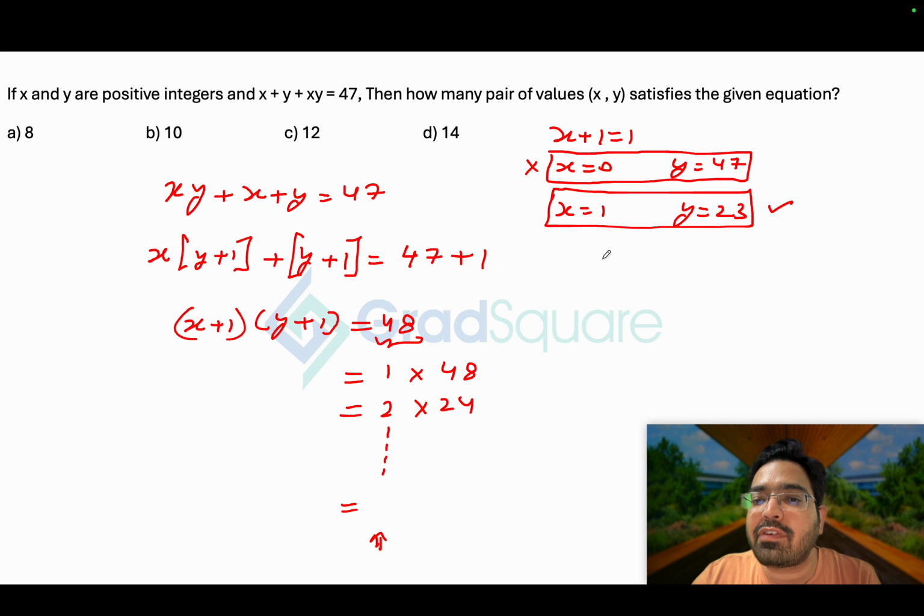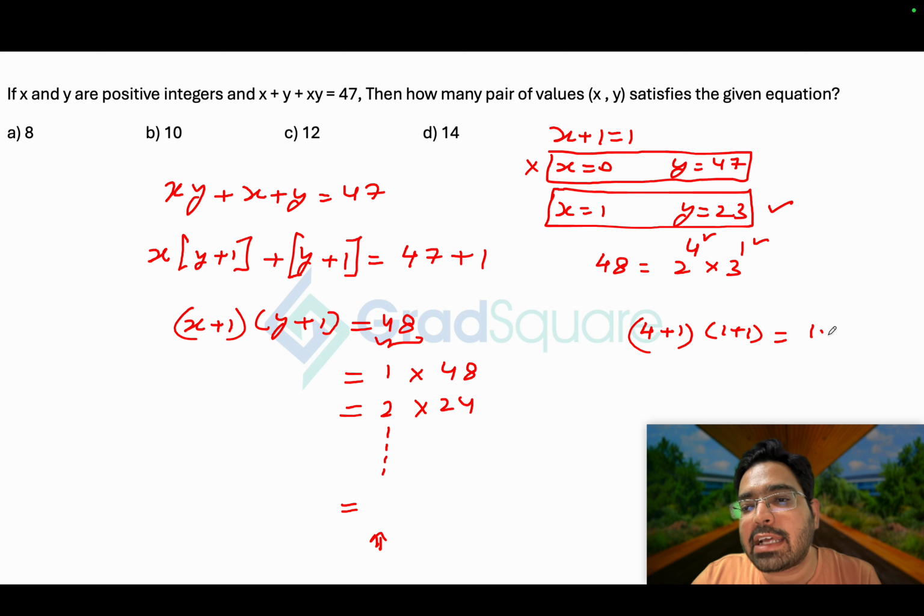So what is the number of factors of 48? 48 can be written as 2 power 4 into 3 power 1. I've written the number 48 in prime factorized format. Now, what will be the number of factors? The number of factors will be 4 plus 1 into 1 plus 1, which is going to give me what? Which is going to give me 10 factors.